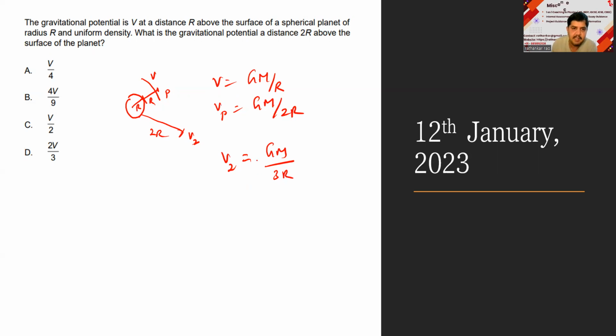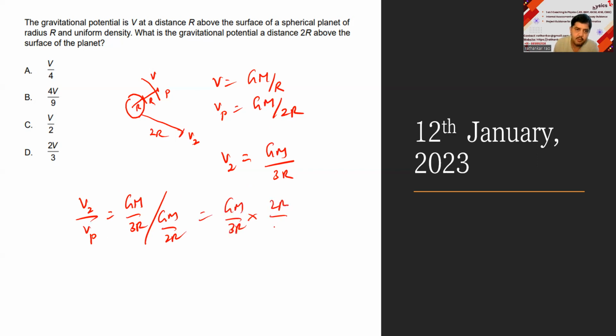So now what do I need? I need V2 in terms of V. That's it. So, let us write V2 by Vp equal to GM divided by 3r, divided by GM divided by 2r, which is GM by 3r into 2r by GM. This r and this r go away, which should be 2/3. Thus, V2 should be equal to 2 times Vp divided by 3, or 2V by 3. So, the right answer is D.